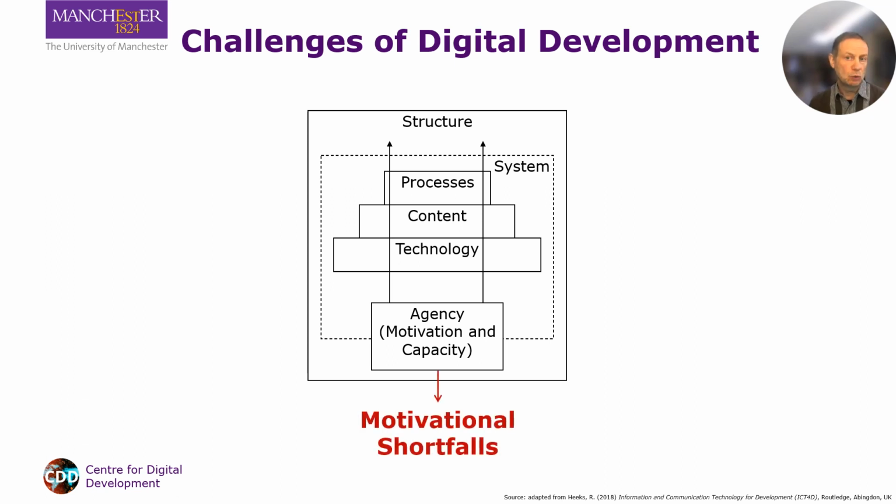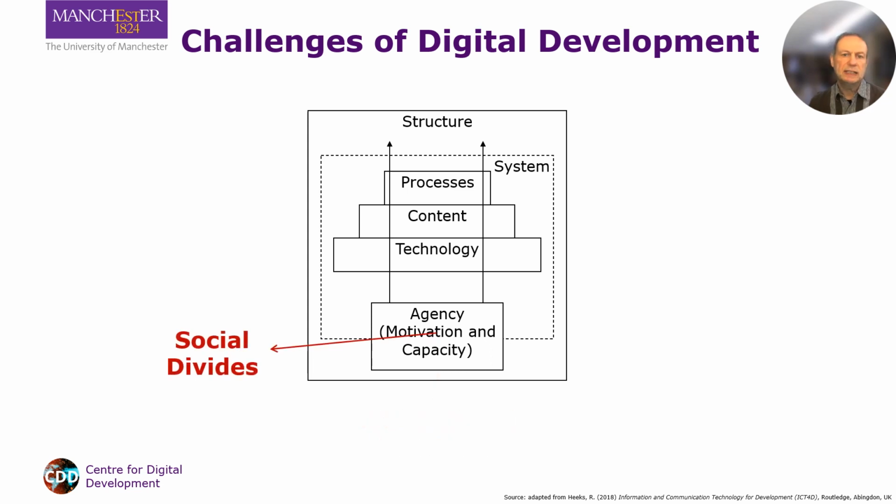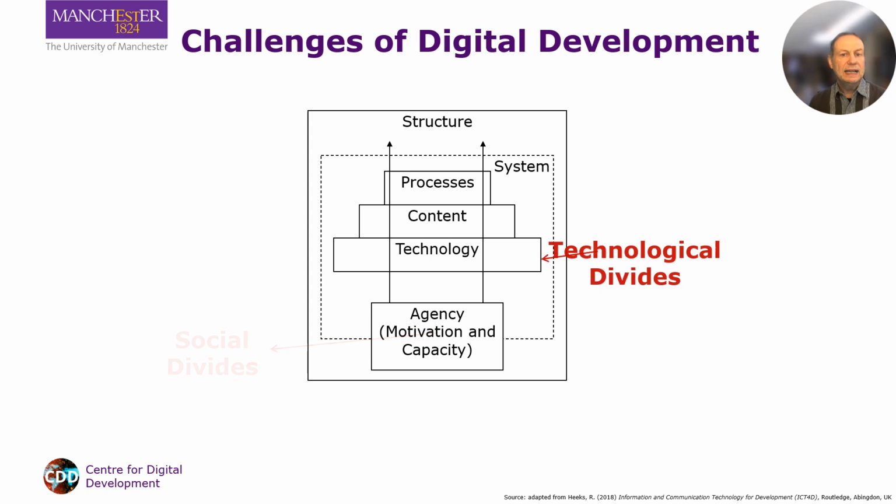Firstly, motivational shortfalls. For example, digital development relies on sharing data, and some people may lack a good incentive to share if there is no payment. Also, some may not trust digital platforms due to worries about privacy and security, and so be demotivated to use them. Social divides means that some people may lack the skills and knowledge and confidence necessary to participate in digital development. Technological divides mean that some people may not be able to access digital technologies.